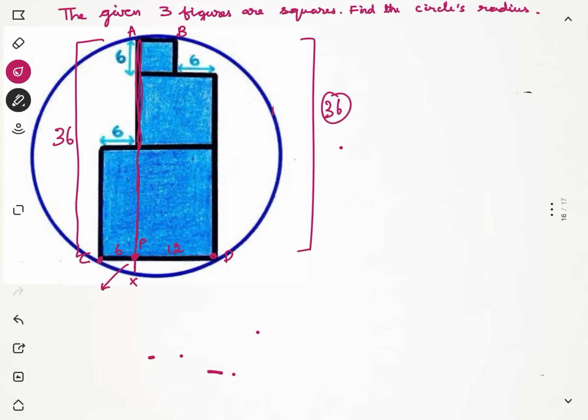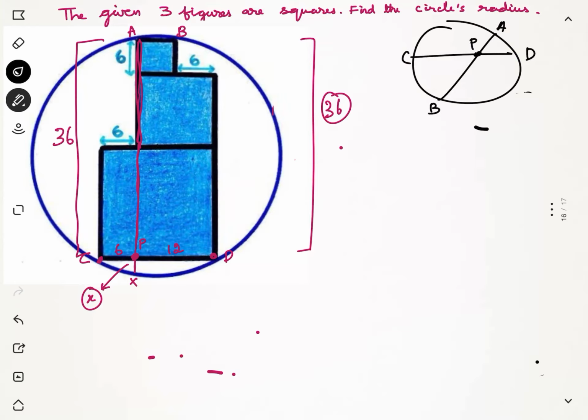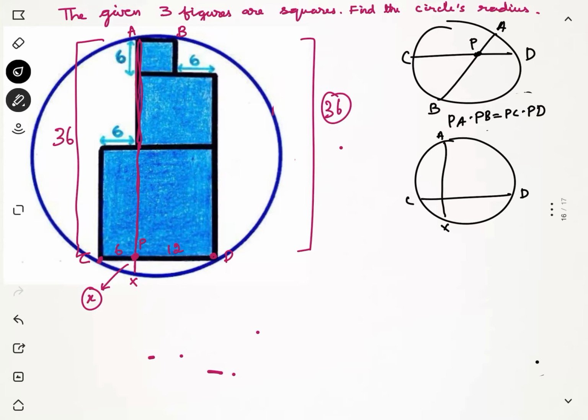PX is something which I have no idea. I'm going to find it out right now. We know that in any circle, if there are two chords AB and CD intersecting at P, we can say that PA times PB will be equal to PC times PD, the chords intersection theorem. Now let us use the same thing in our problem, except that our chords are AX and CD.